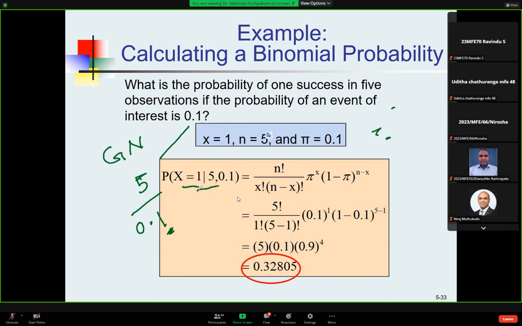Then this is the way to get the answer. 5, 1, 5 minus 1, the answer is this. Please check whether you can get the same answer.